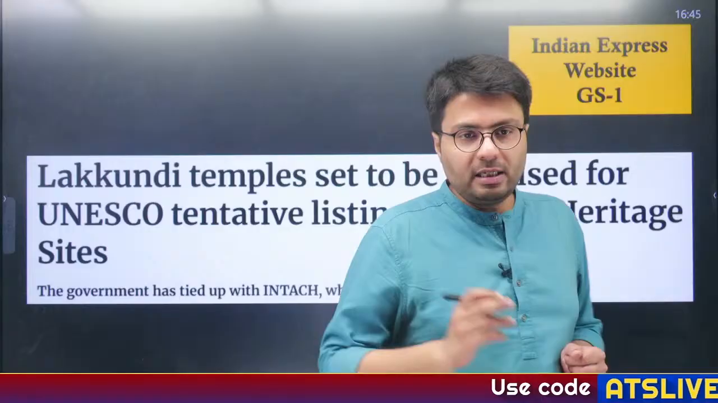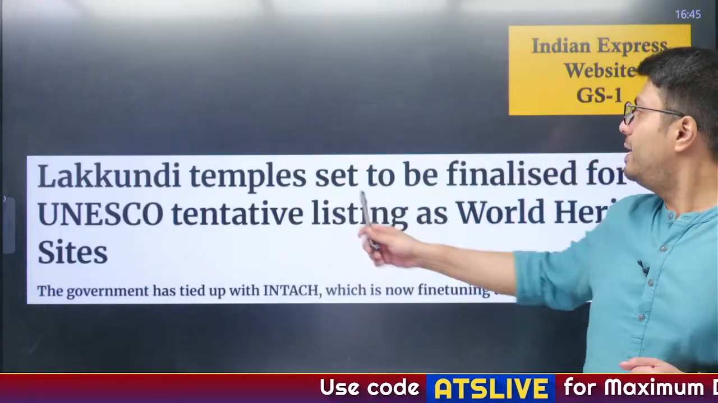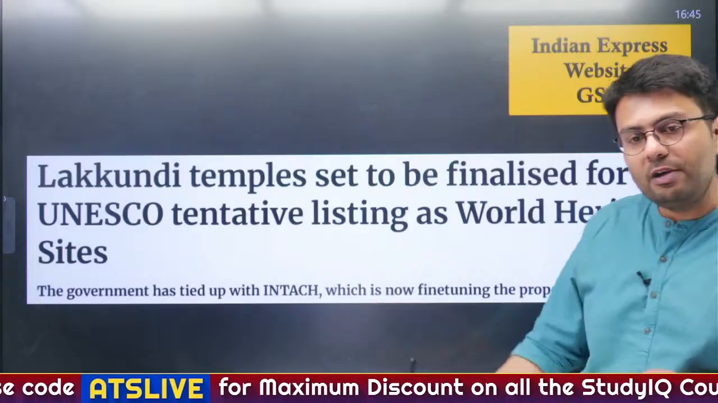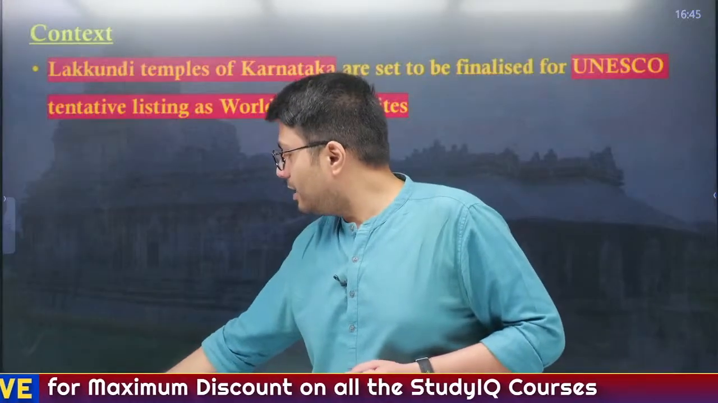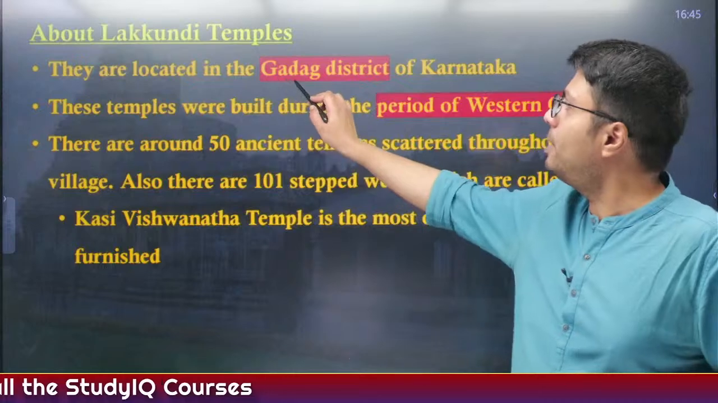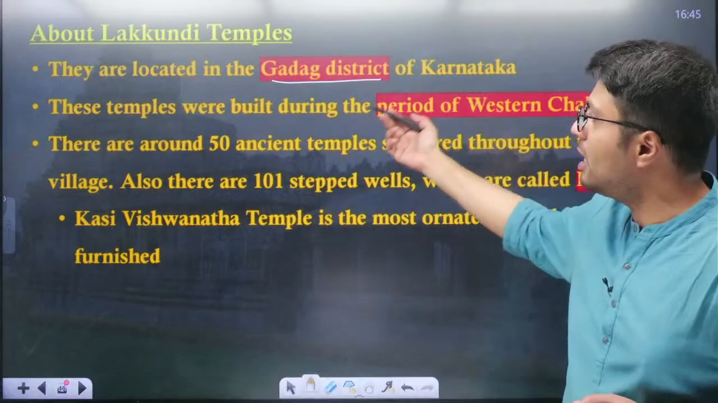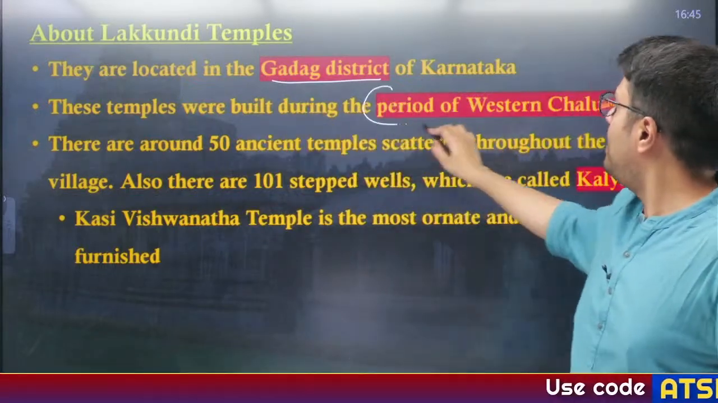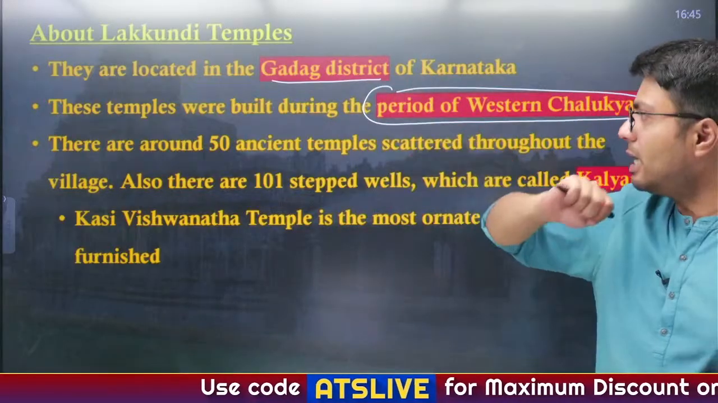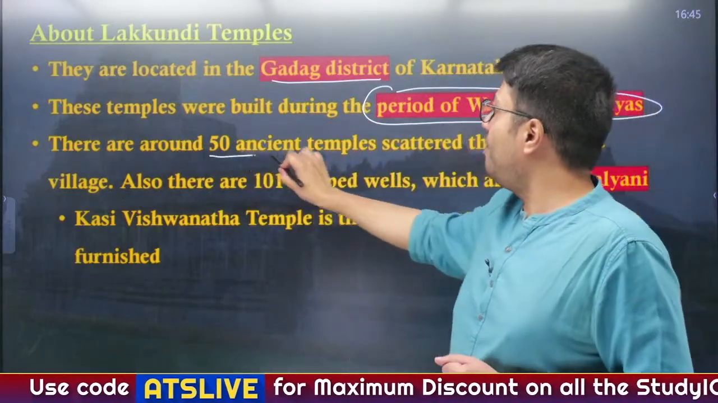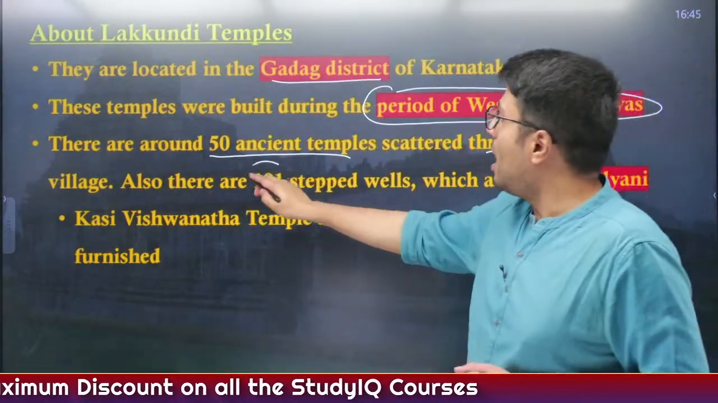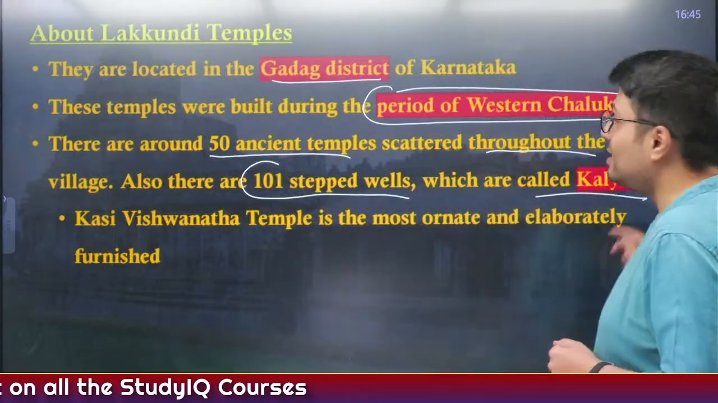Now moving to the next article, this talks about Lakundi temples. They are to be finalized as the UNESCO tentative listing site under the World Heritage. So in this regard, let us understand a few details about the Lakundi temples. These Lakundi temples are located in Gadag district of Karnataka. These temples were built during the period of Western Chalukyas who were ruling over the present Karnataka region, right? There are around 50 ancient temples scattered throughout the village, and also there are 101 step wells which are called Kalyani.